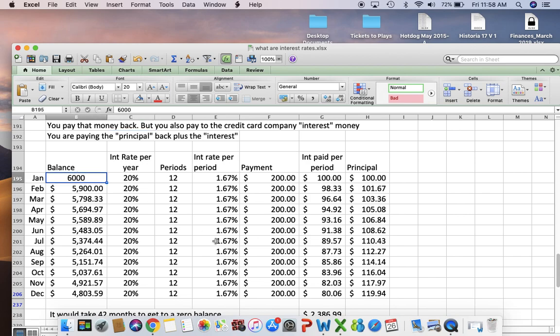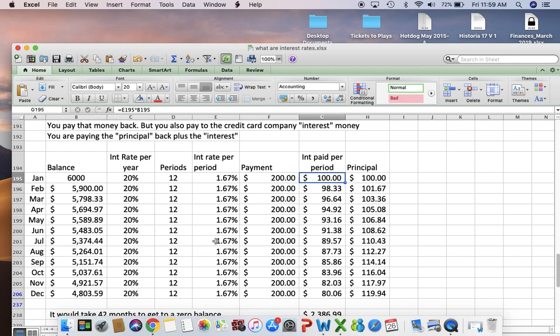Let's say you go on a trip to Hawaii and it costs you $6,000. You don't have $6,000, so you take it out on a credit card. Credit cards typically have very high interest rates, not uncommon to see them around 20%. Let's say there are 12 periods, 12 months, that they calculate the interest. That would mean 20 divided by 12 is 1.67% interest rate per period. You choose to pay $200 a month against that $6,000 balance.